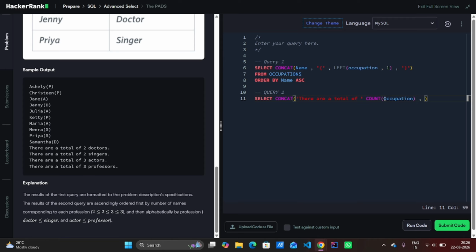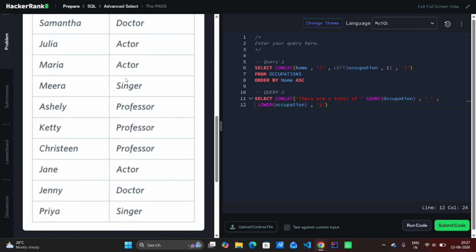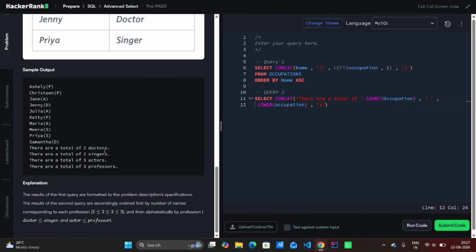Then the space, then in lower case we have to put the occupation name, this doctor, singer, and then we have to add s here, because doctors, singers, they are in singular format, so we have to put s here.